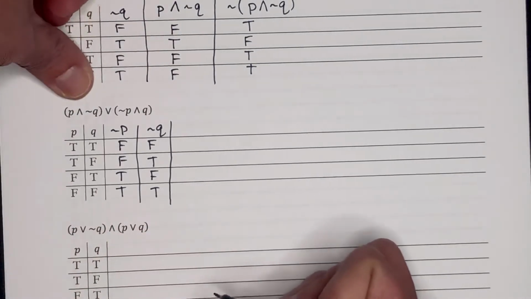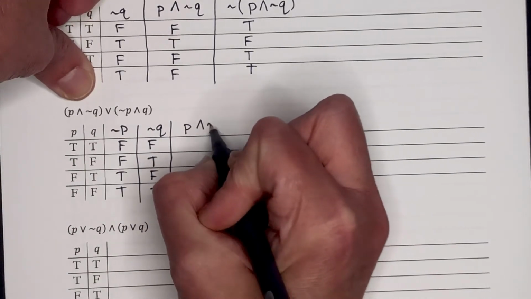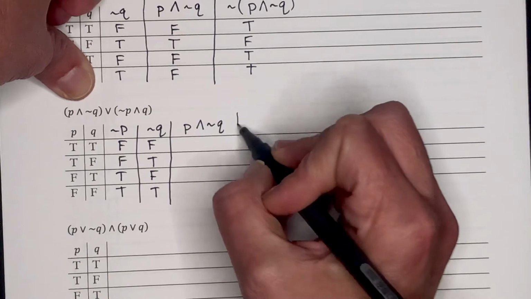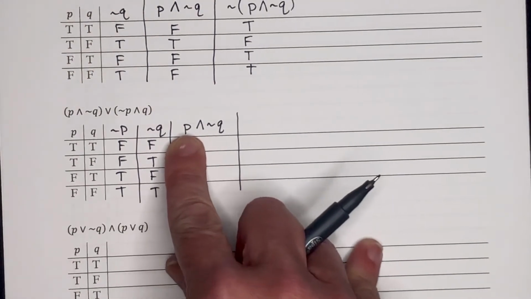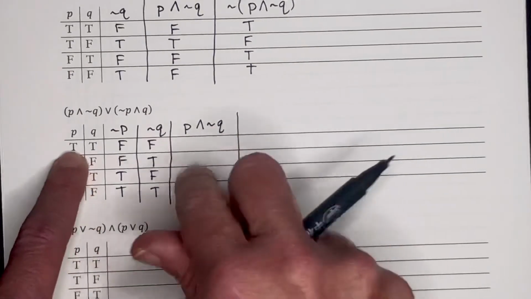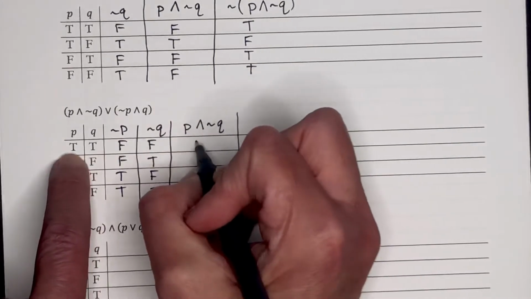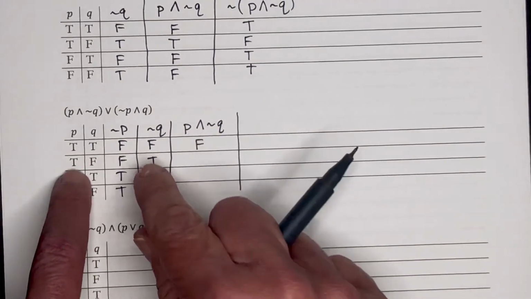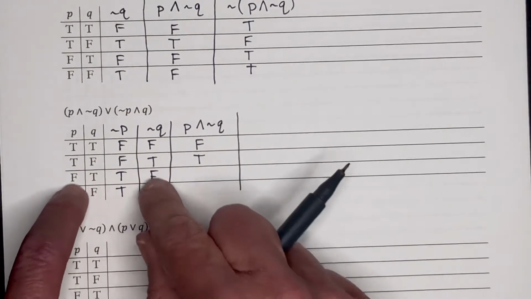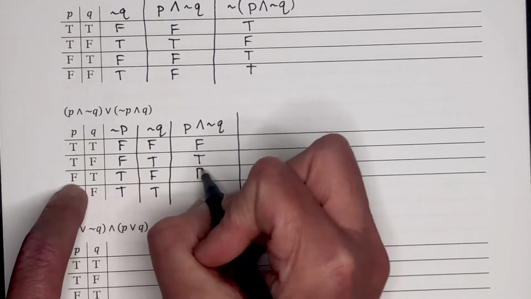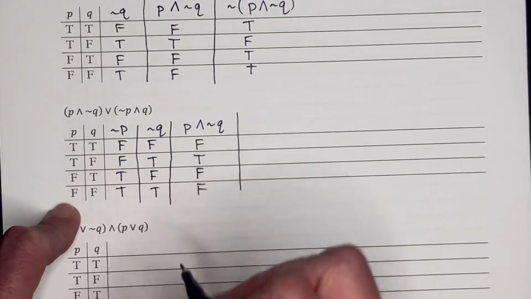Now take this part. So I have P and not Q. Now remember, and they both need to be true in order to have a true statement. And I'm looking at P and not Q. So these two columns, true and false is false. True and true, that one's true. False and false, that's false. False and true, that one is also false.